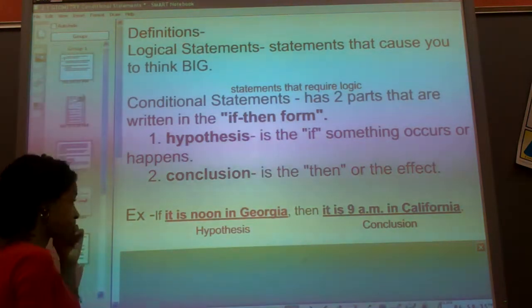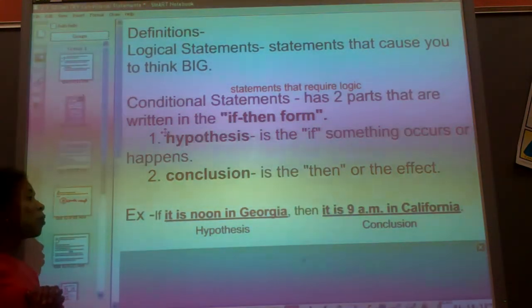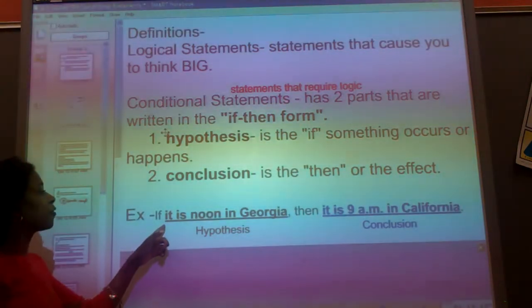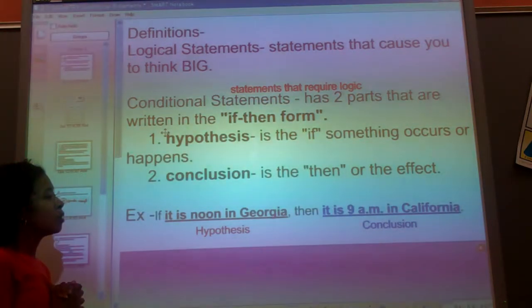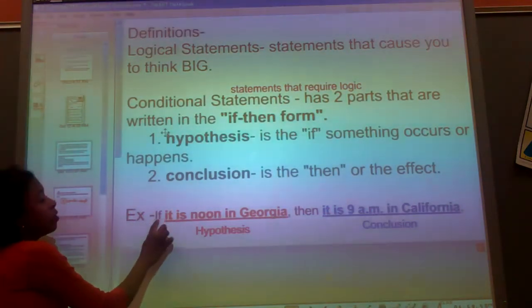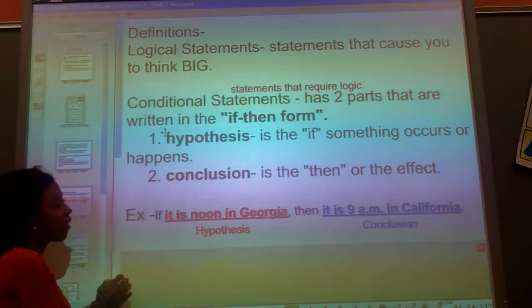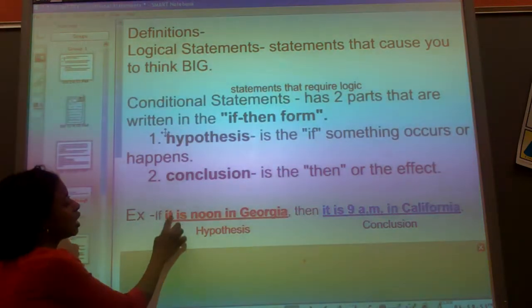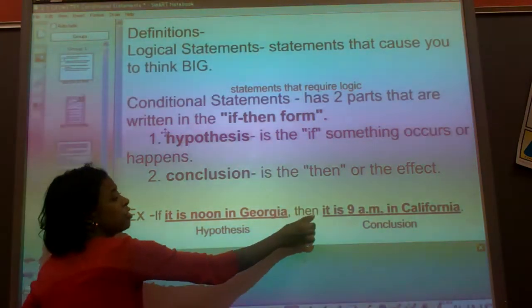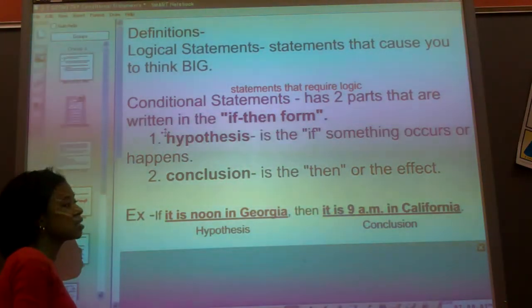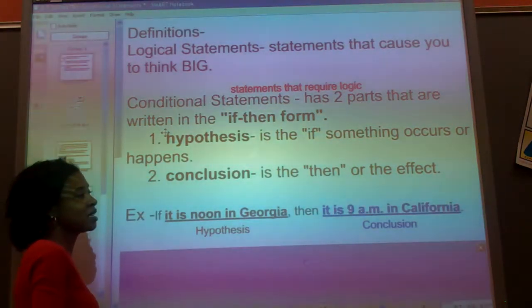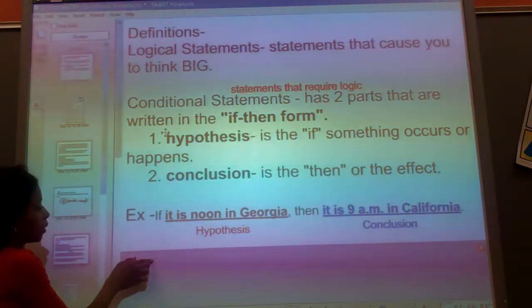Okay, here's an example. Referring to your book, you can look at chapter 2-1, but this example states, if it is noon in Georgia, then it is 9 a.m. in California. We can immediately tell which is the hypothesis because of the if. It is noon in Georgia is the hypothesis. The then portion gives us the idea that this is the conclusion. The conclusion is, it is 9 a.m. in California.